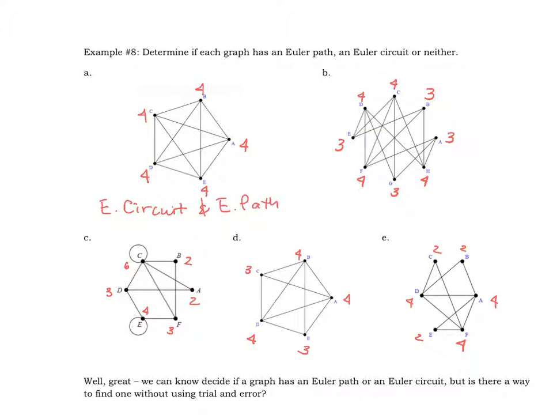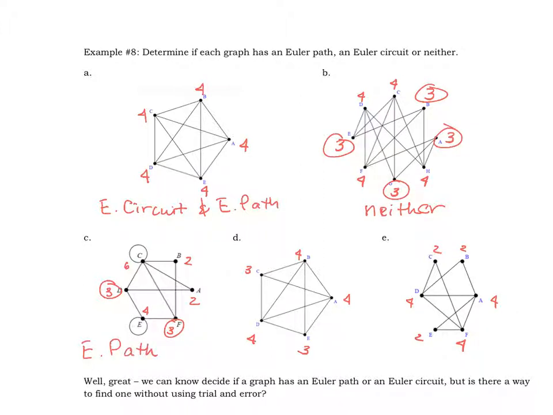In example B, we have 1, 2, 3, 4 odd vertices, so that means we have neither an Euler circuit nor an Euler path. In example C, we have 1, 2 odd vertices, so that means we have an Euler path only.